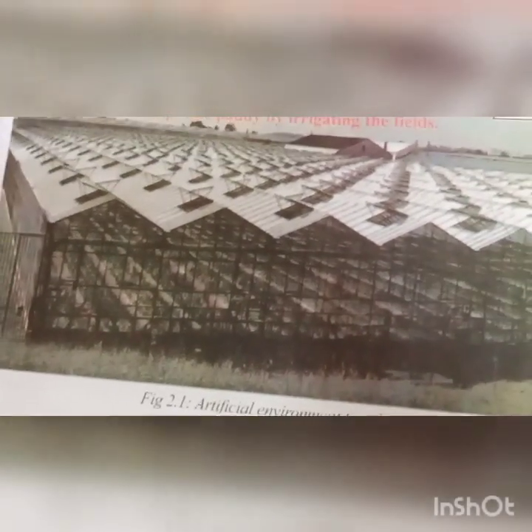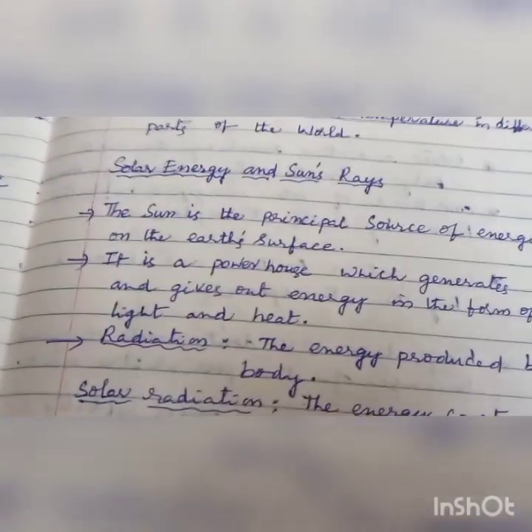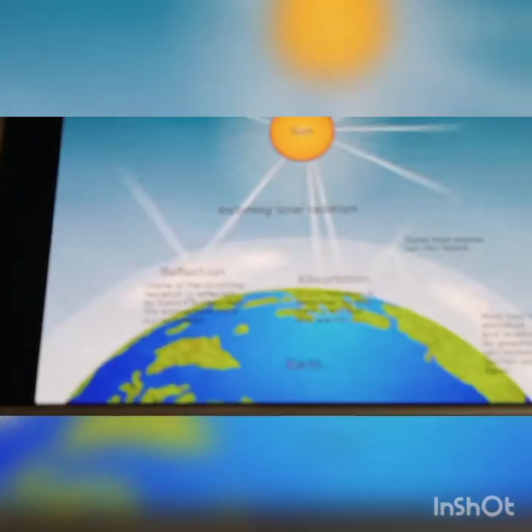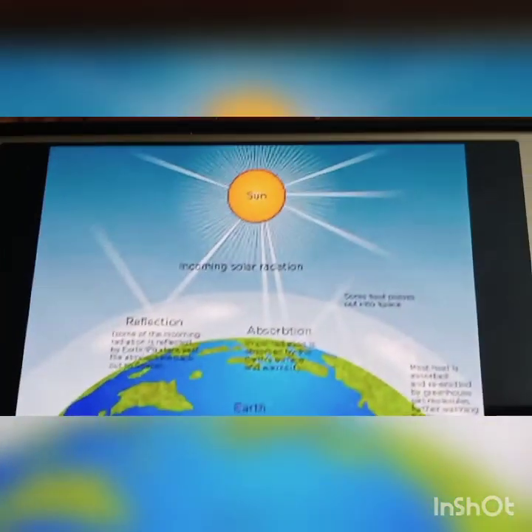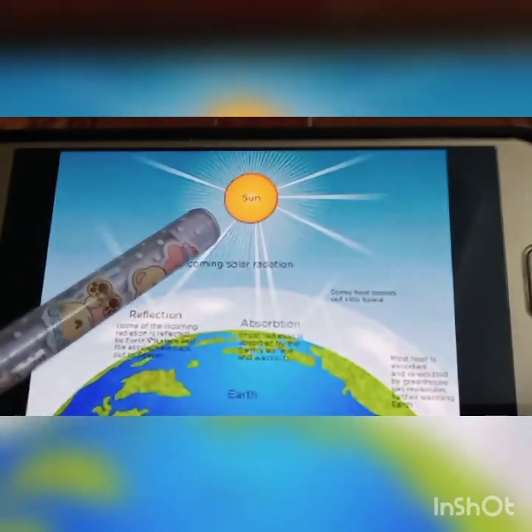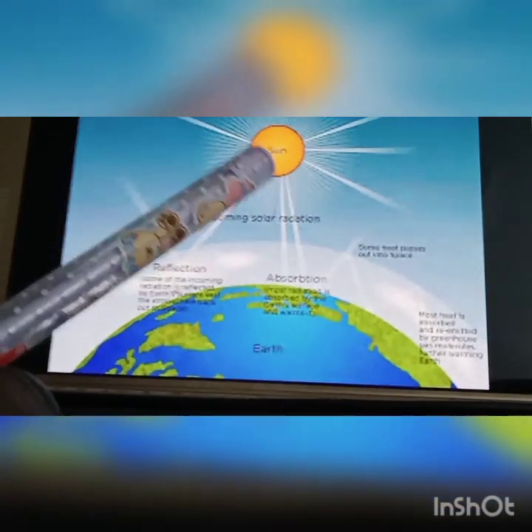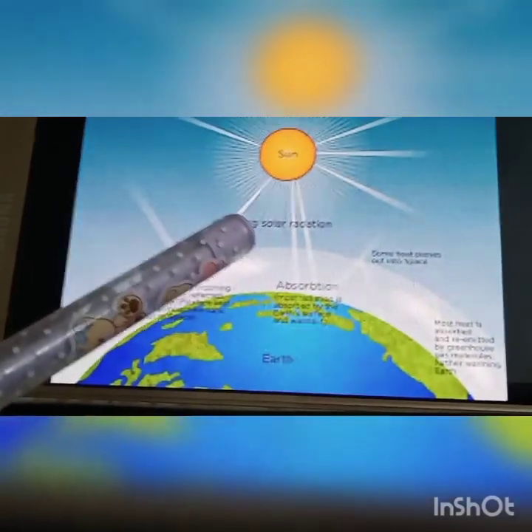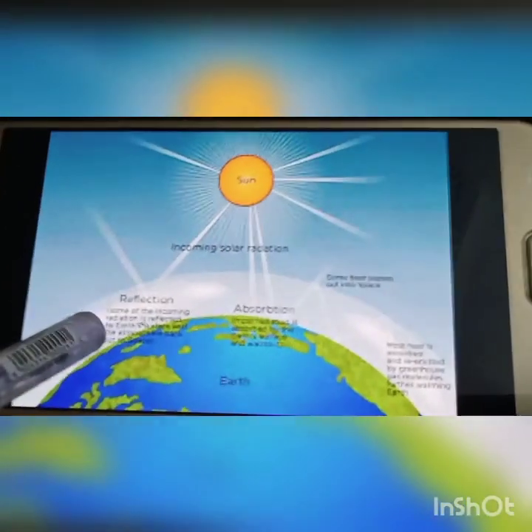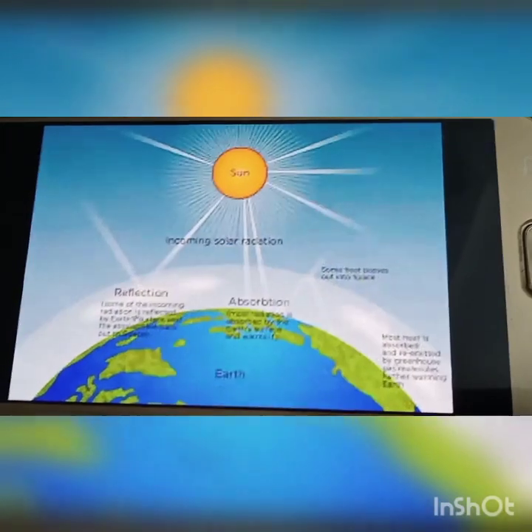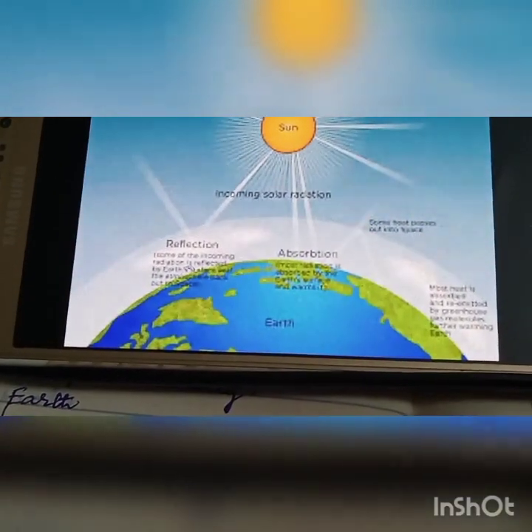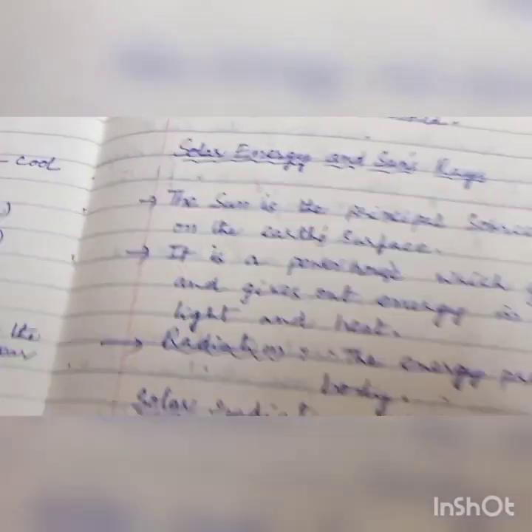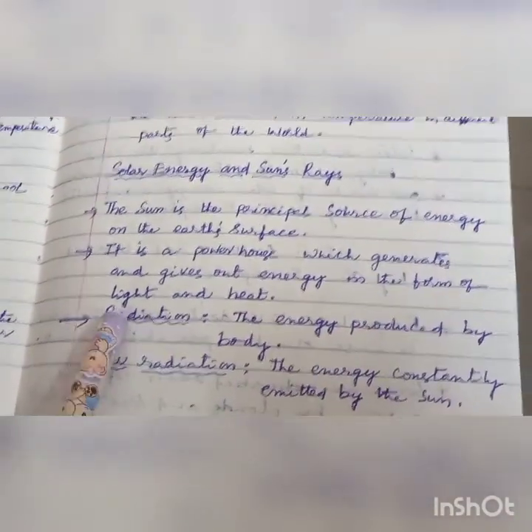So let us move on to the important topic: solar energy and sun's rays. What is solar energy? What is meant by energy? Regarding this, the sun is the principal, major, or primary source of energy on Earth's surface, and it is like a powerhouse which generates and gives out energy in the form of light and heat.